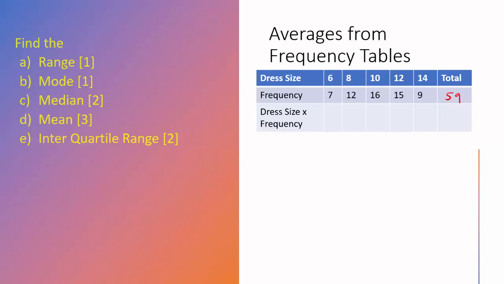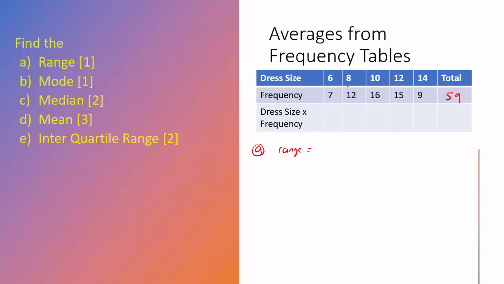So we'll start off with range. So question A is the range. Now the range is the highest take away the lowest, and a lot of students make a mistake on this. So if you're thinking of doing 16 take away 6, that's not quite right, because this table is a table showing the dress sizes. So all we're interested in is the sizes of the dresses.